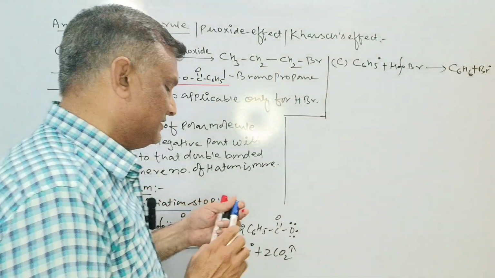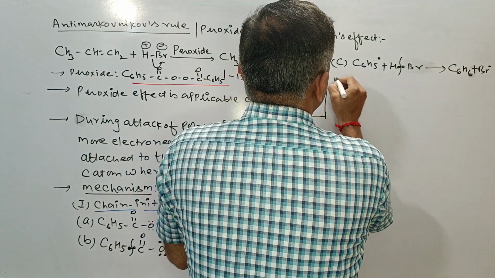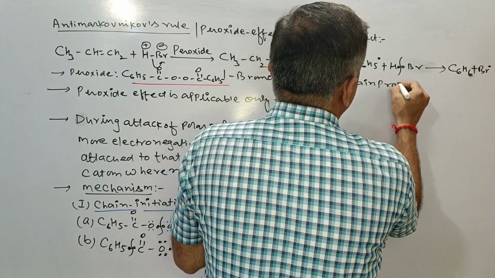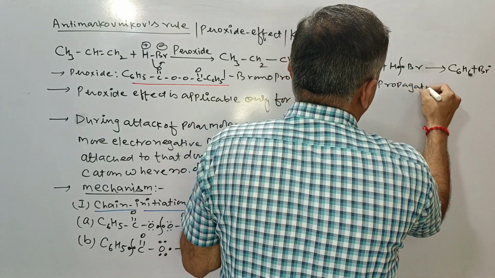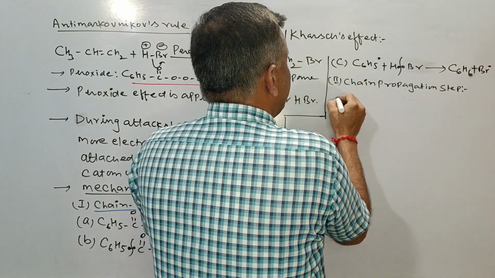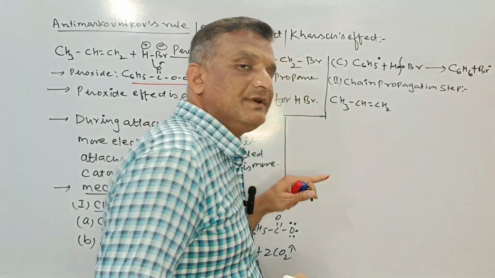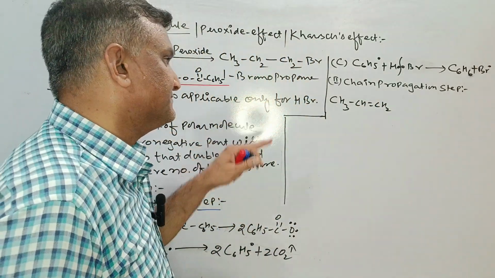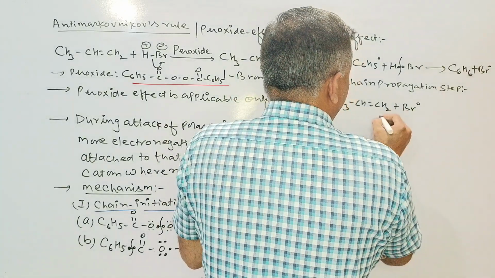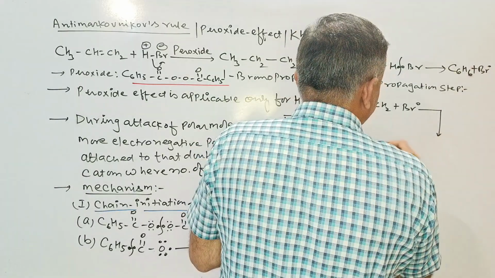If I go further, then that is the chain propagation step. This is the second step, the chain propagation step. In this step, this is the asymmetrical alkene, CH3CH=CH2. Here there will be an attack of the Br free radical. This is the Br free radical. How will it be? We can draw them as follows.